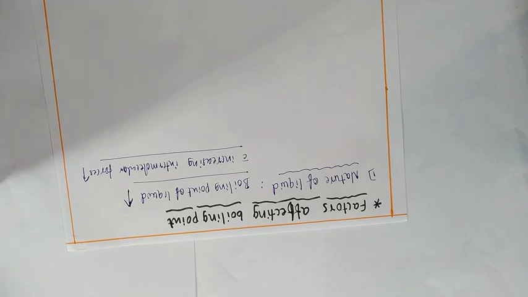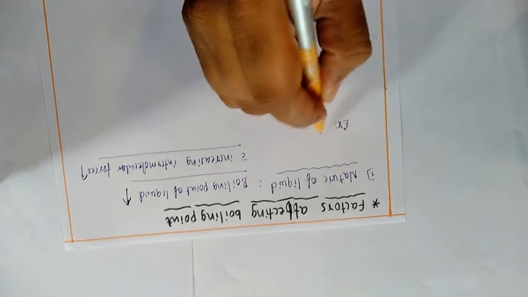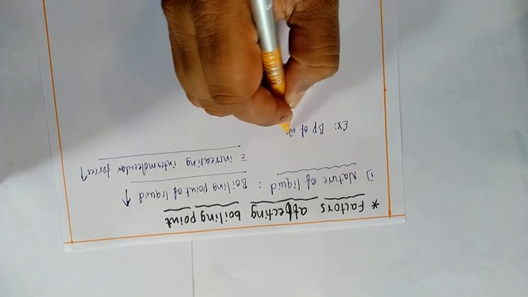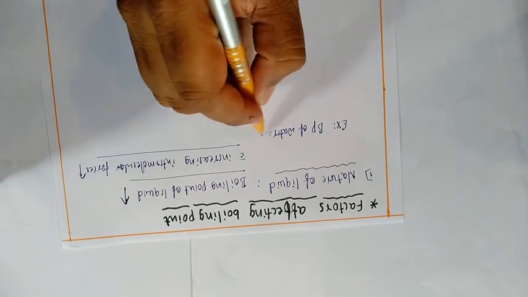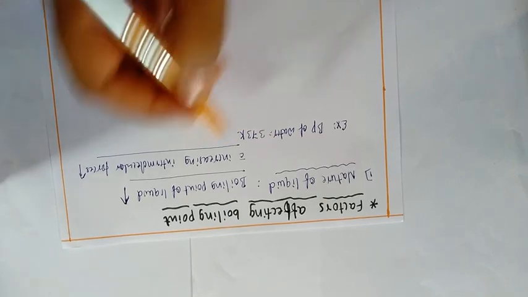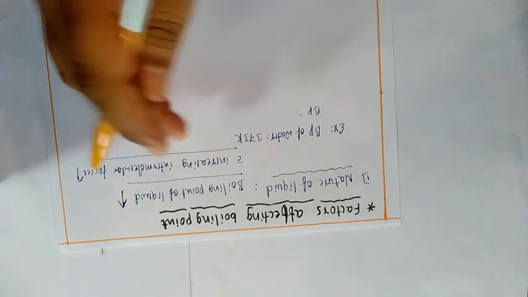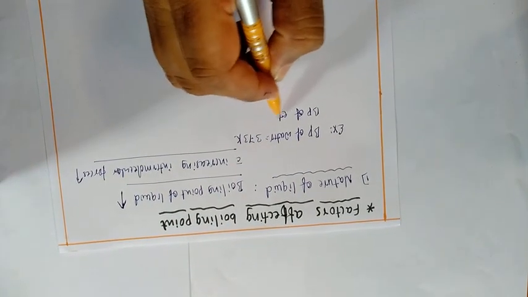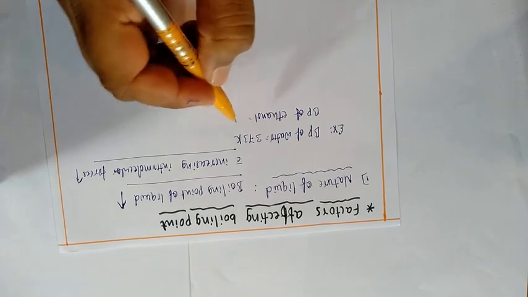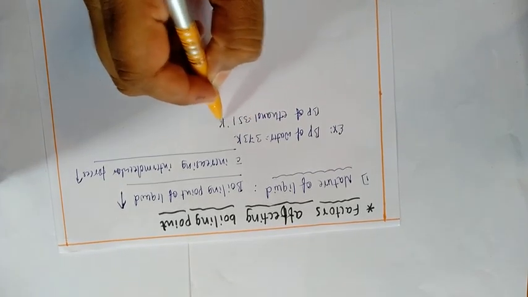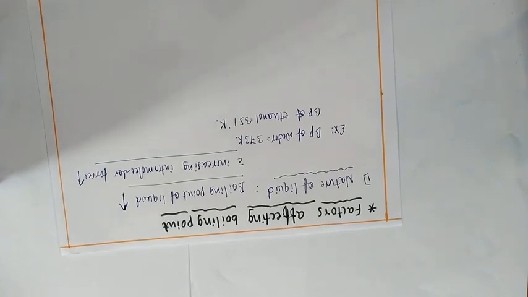Okay, example, boiling point of water is 373 Kelvin, and boiling point of ethanol is 351 Kelvin temperature. Boiling point of water 373 Kelvin and boiling point of ethanol 351 Kelvin. It means in water the intermolecular force is strong, that's why boiling point of water is more.